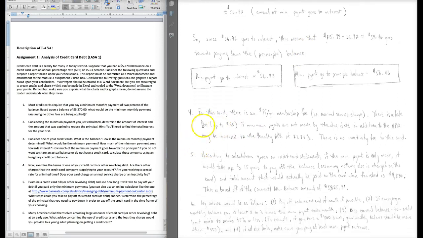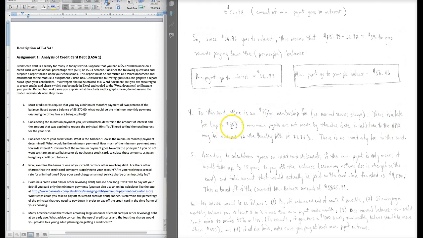We're told here that for number 4, it says examine the terms of your credit card and other revolving debt. What are other charges that the credit card company is applying to your account? Are you receiving a special limited rate for some limited time? And do you have an annual service charge and inactive fee? So for the card that I'm using in this example, there was an $85 per year membership fee.